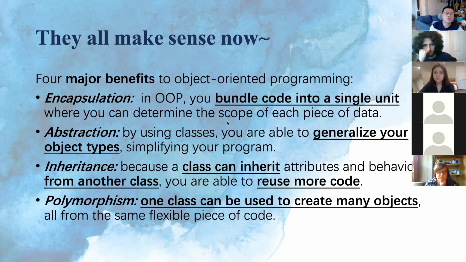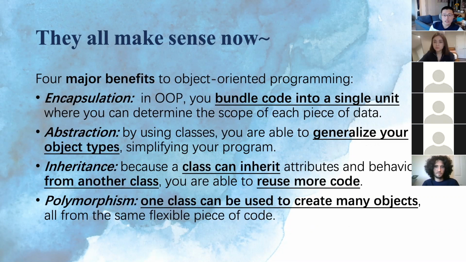Okay, so we're able to generalize our object types, right? That means we need to make sure that we always know what we are writing. Is that a class? What class, right? Is that just an int, right? And also the class can inherit properties and functions from other classes.